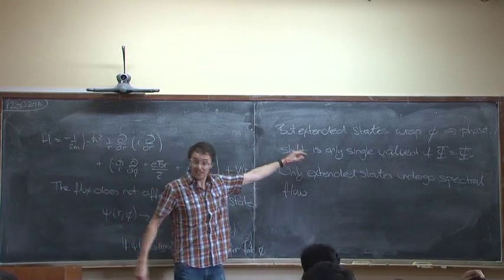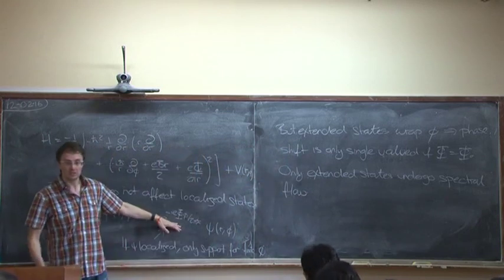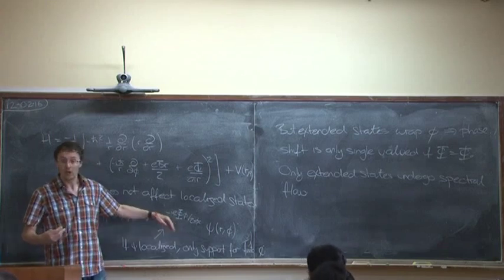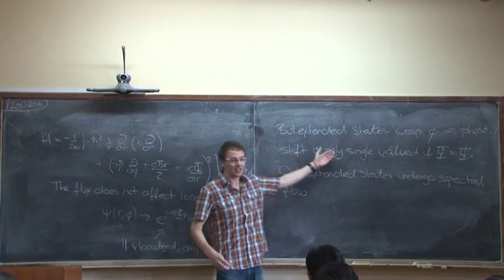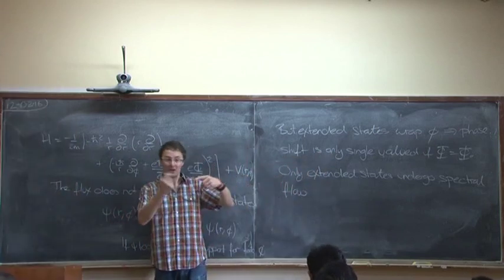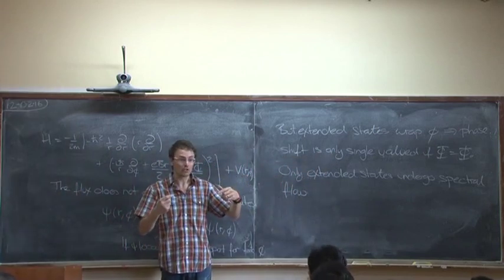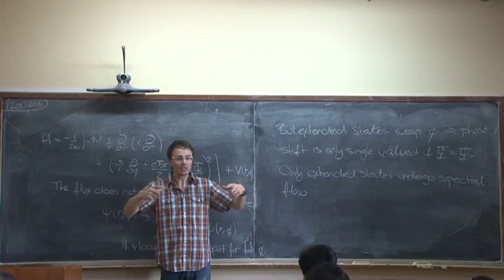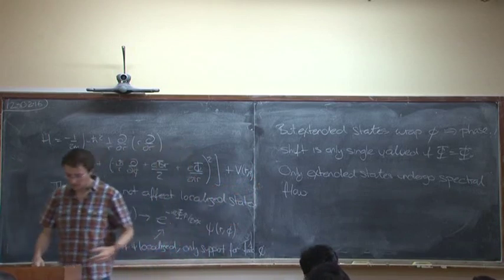Okay, so for the extended states we can't use this argument, because this gauge transformation wouldn't be single valued. This means that these extended states are the ones which have to worry about the single-valuedness, or the boundary condition, and it's these extended states which undergo spectral flow. So not all states now, but just the extended states.